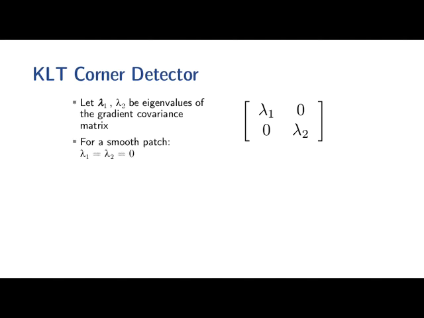Now lambda 1 and lambda 2 are eigenvalues of the gradient covariance matrix. For a smooth patch, lambda 1 and lambda 2 should be close to 0. For an edge, one of them should be high, the other one should be low. And for a corner, both should be high. So really, the KLT criterion is that I look at the minimum of lambda 1 and lambda 2. If that's greater than some threshold, I'll say it's a corner. That's it.